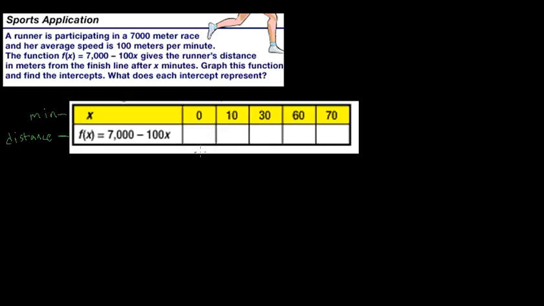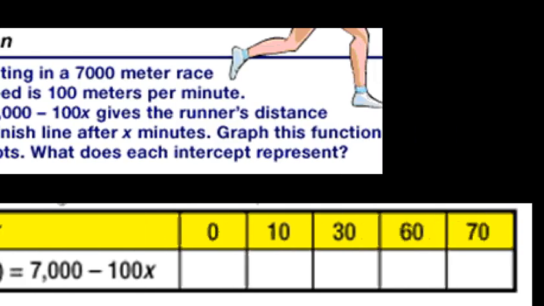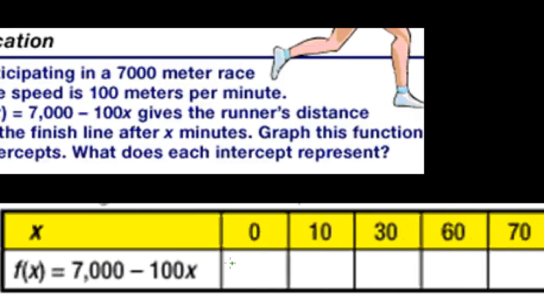Let's work on the first one here. I have x equals 0. So f of 0, that means whenever I have an x, I'll plug in a 0. Well, 7,000 minus 100 times 0. 100 times 0 is 0, so what I'm left with is 7,000. So when x is 0, I have 7,000.